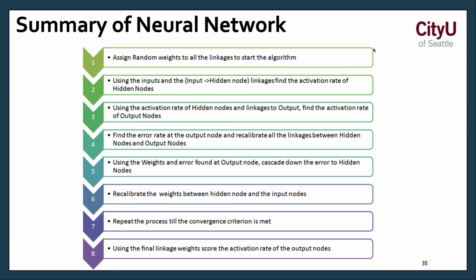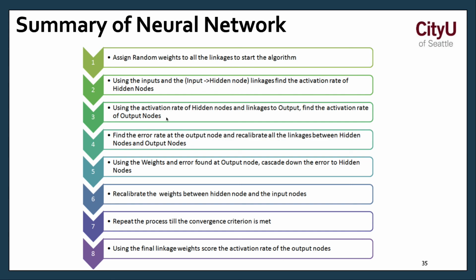So, a summary to end this lesson. One is you assign random weights because you still don't know which ones are the good weights, right? And then you use the input and the hidden node linkages to find the activation rate of hidden nodes, and then the activation of hidden nodes and linkage to output, right? So you have input, hidden layer, and output, right? You find the error rate of the output node, right? That's through the loss function, and from the loss function we measure it.